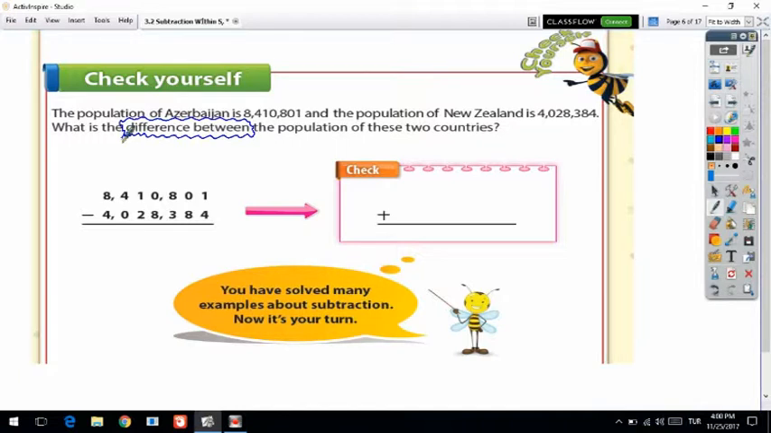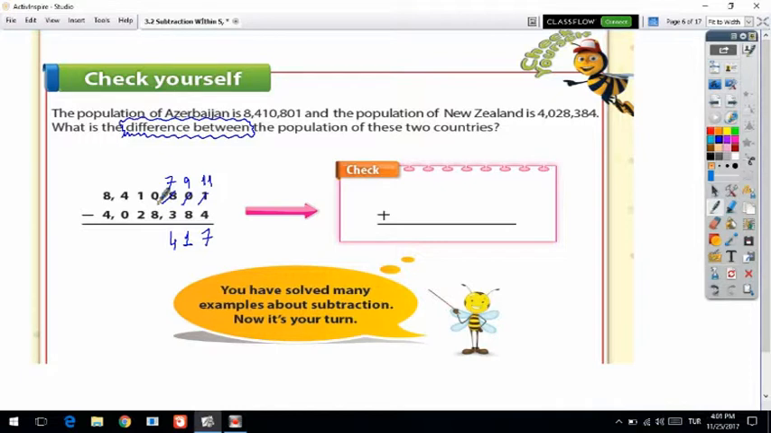1 minus 4 we cannot, so we go to the next. 8 will be 7. So 0 will be 10 actually, but if you want to give a number to the other digit, you can write 9, then you can write 11. 11 minus 4 is equal to 7. 9 minus 8 is equal to 1. 7 minus 3 is equal to 4.